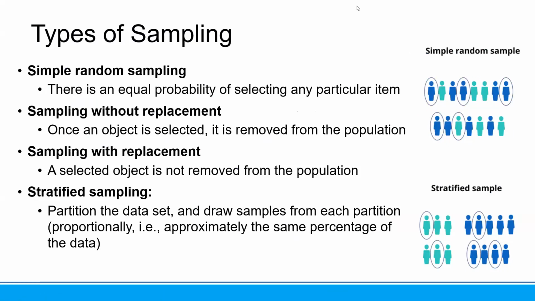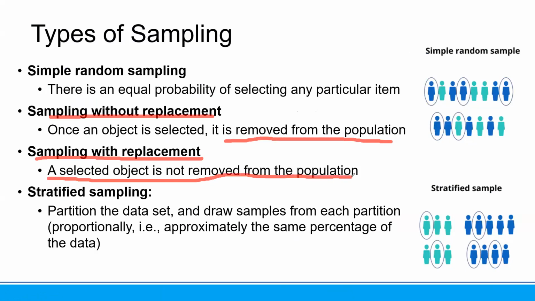There's another way to do the sampling. We call it sampling without replacement. It means that once the object is selected, it is removed from the population. Sampling with replacement: a selected object is not removed from the population.